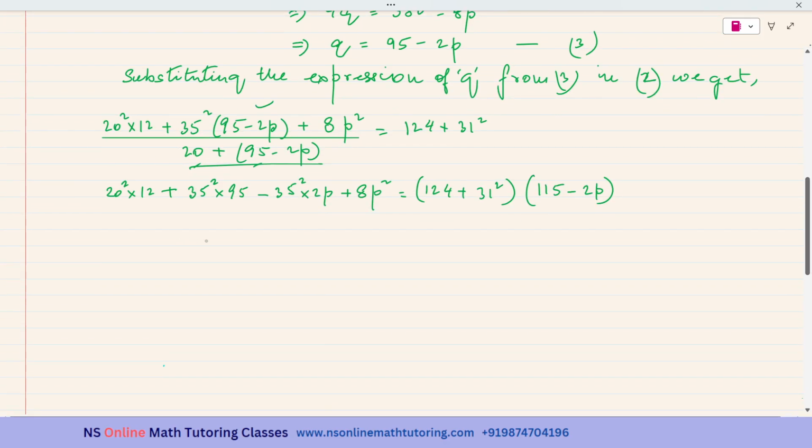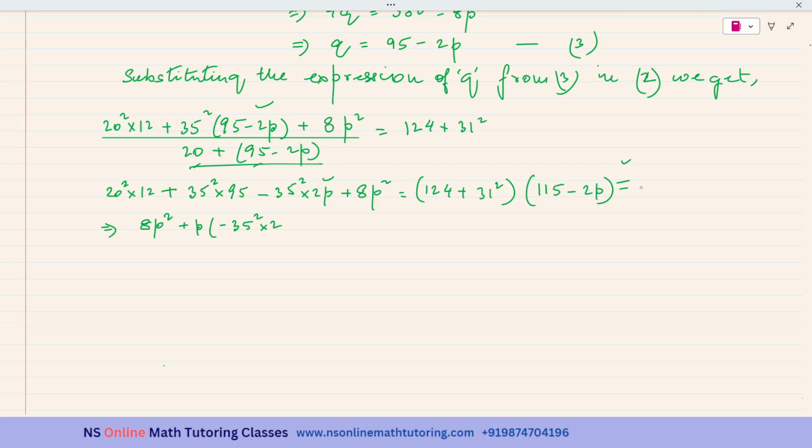So, we will be having all the terms on the left hand side of the equal to sign and we will be having a 0 on the right side of the equal to sign. So, let us rearrange the terms. 8P square and now the coefficient of P, I am writing plus P first. And from this term, I am having minus 35 square times 2. Okay. And from the right side, let me just expand this part to make it simpler.